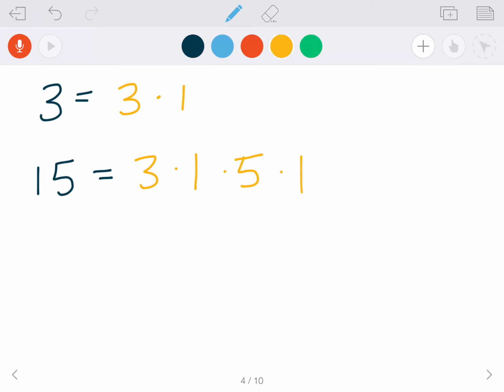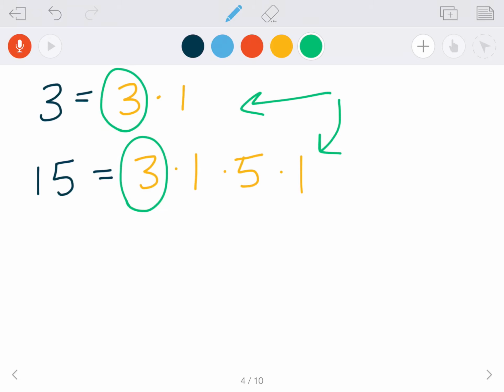Now, to find the greatest common factor, we need to look for any numbers that are in common to both of these lists. Do you see any numbers that are in common? Good. I see a 3 here and a 3 here. Anything else? 1 here and 1 here. So now how do we find the greatest common factor? Well, the greatest common factor is just going to be the product of those two numbers that we found.